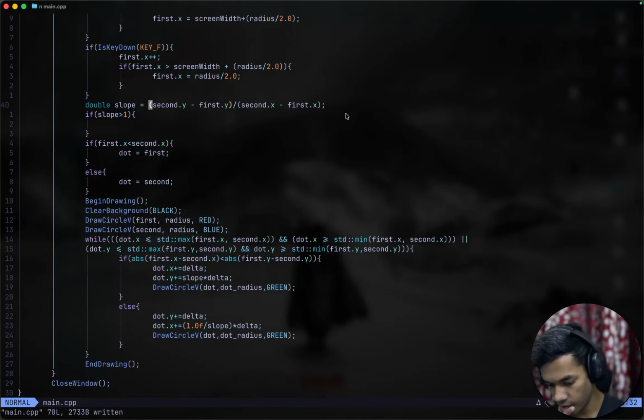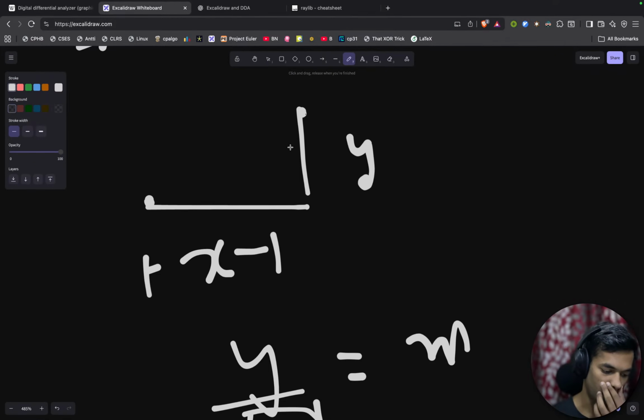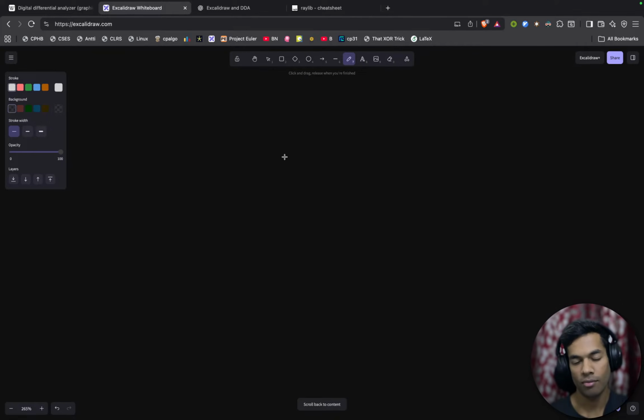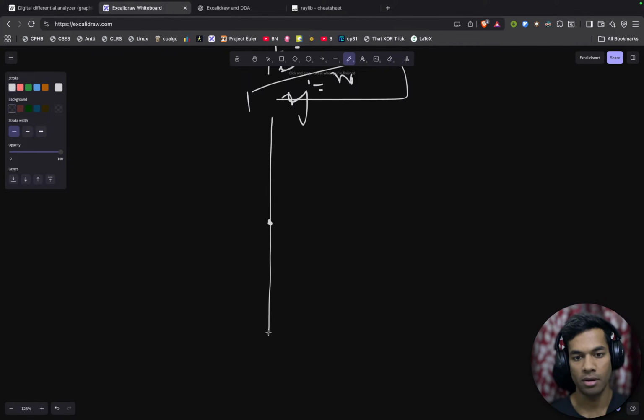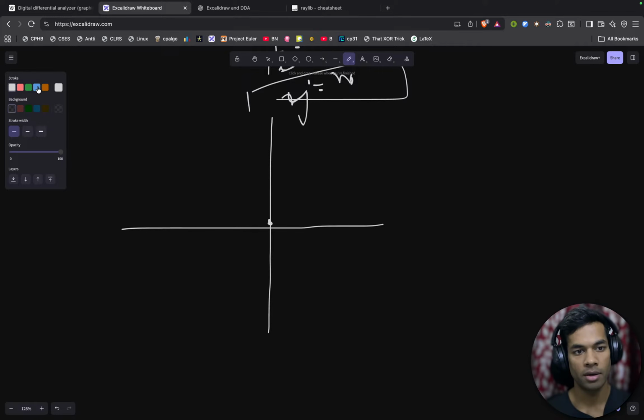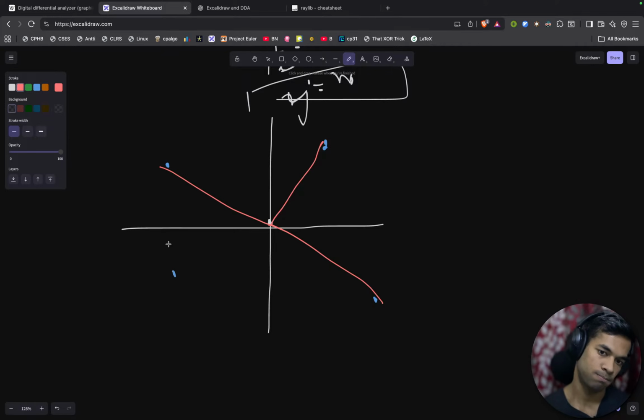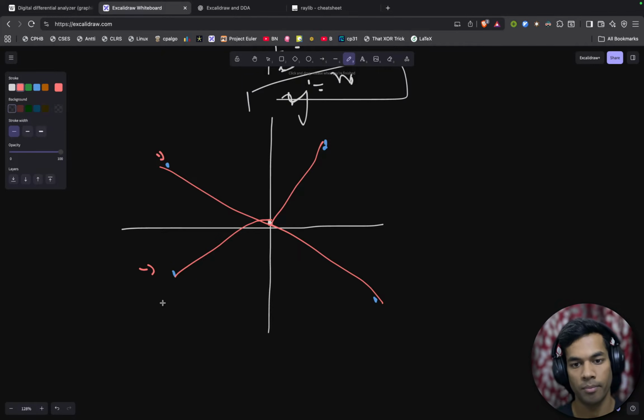Slope. What should be our starting point and what should be our ending point? The points would be in four different configurations. If we are treating one of the points as the origin, then the other point can be here, here, here, or here. In this case, slope would be positive, here negative. We need to start from this point, and here also we need to start from this point. Okay, that is what we'll do.